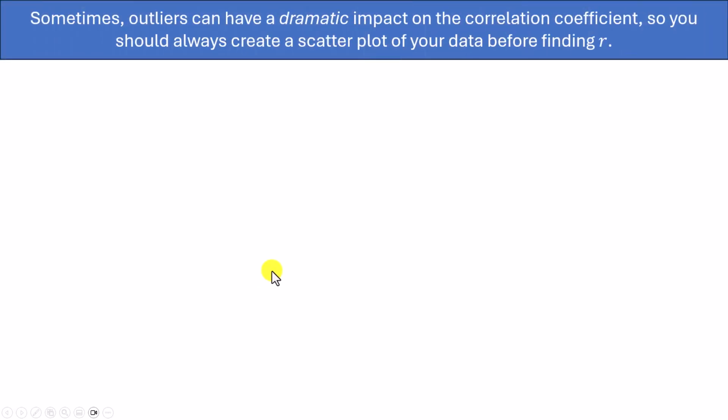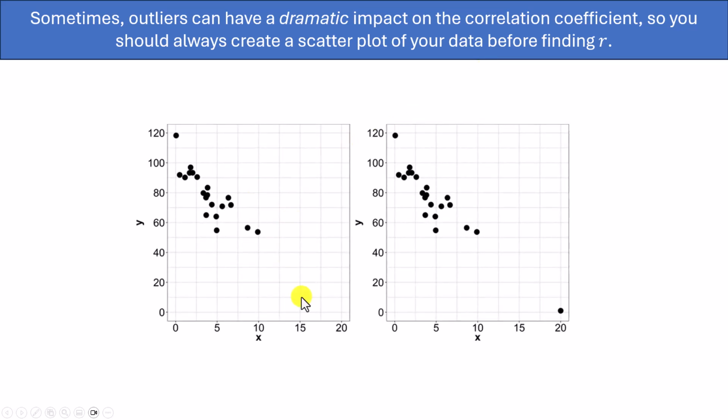Okay, so there is a problem with outliers, in that outliers can sometimes have a dramatic impact on the correlation coefficient. So once again, you should always be creating a scatter plot of your data before finding the correlation coefficient. Now, in some cases, it will have a dramatic impact, and in some cases, it will not. So let's look at a couple of examples of different cases here.